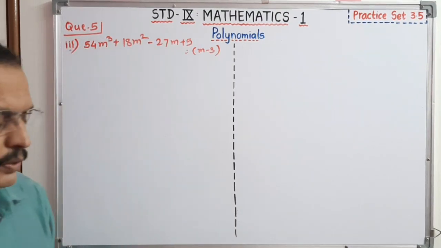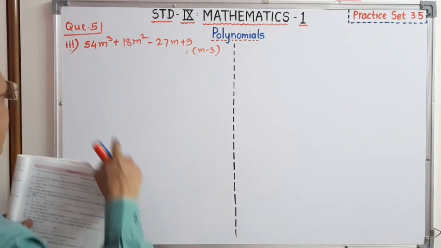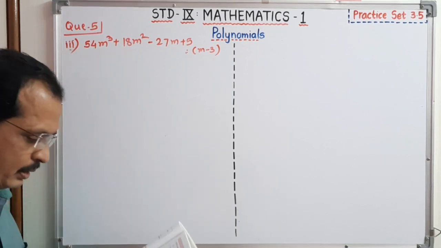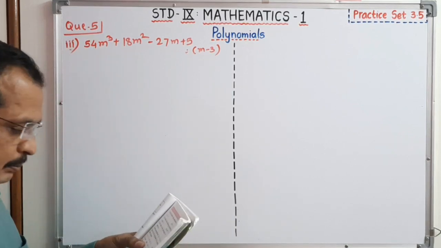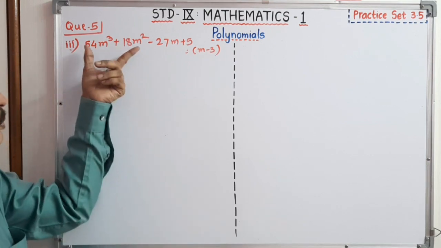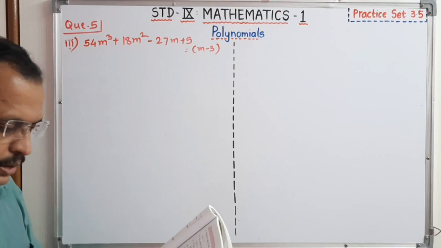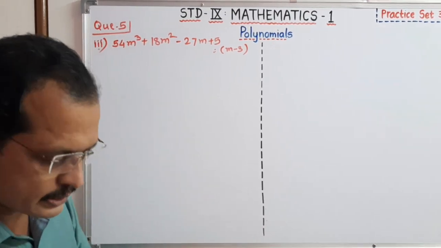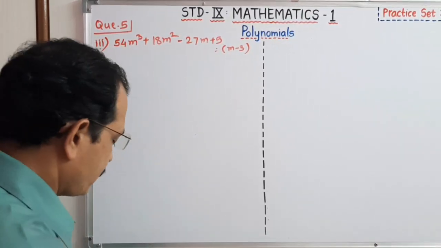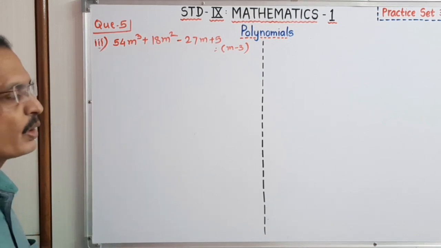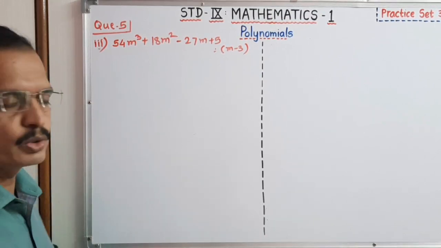Now see the third question. It is 54m cube plus 18m square minus 27m plus 5. This is the first polynomial. It is the dividend. M minus 3 is the divisor. Now we have to solve this. We have to find the remainder by using the remainder theorem. We do not have to do the division process.